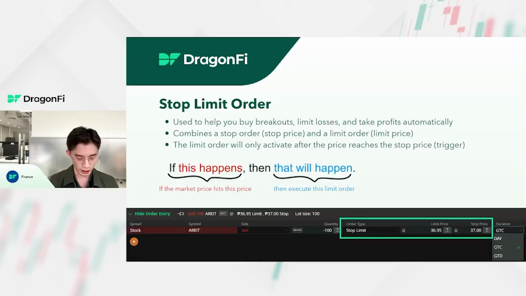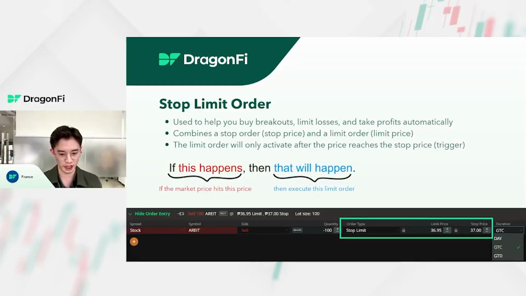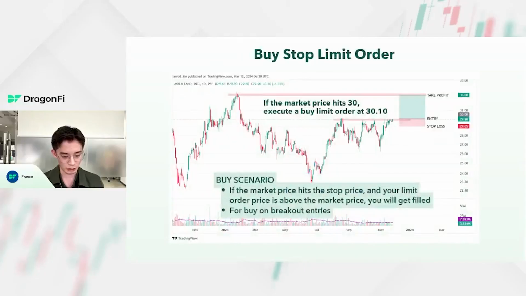In Dragonfly, on the web platform or the mobile app, you'll see the order type. Click on it to see the drop-down menu, and from limit order, select stop limit. From there, you'll be able to put in a stop price and the limit price. In this example, we're setting a stop loss for A-REIT at 37, and you're willing to go as low as 36.95 pesos per share. When A-REIT's price hits 37, your limit order of 36.95 will be sent to the market, and you will be filled immediately and be out of your position, further limiting any losses.